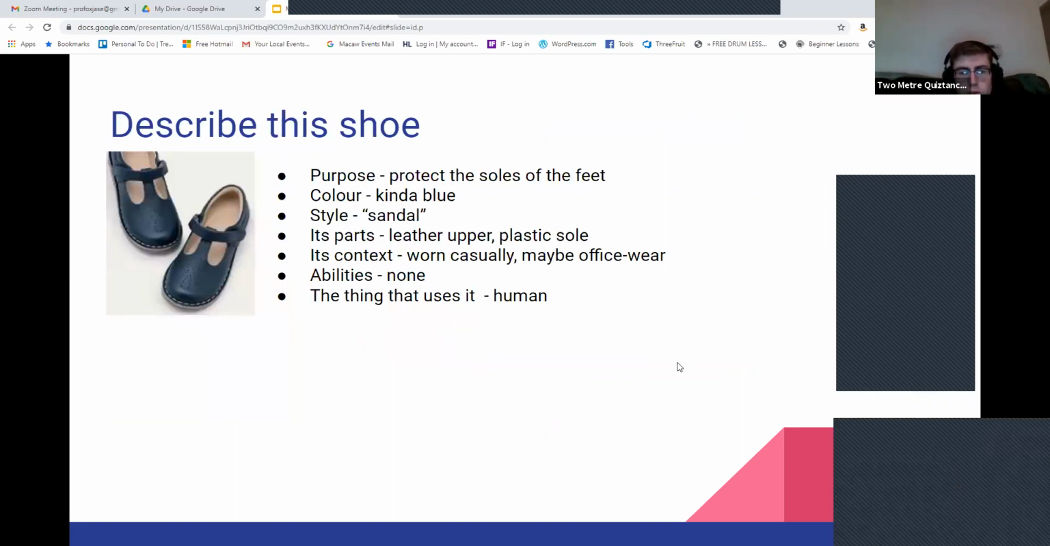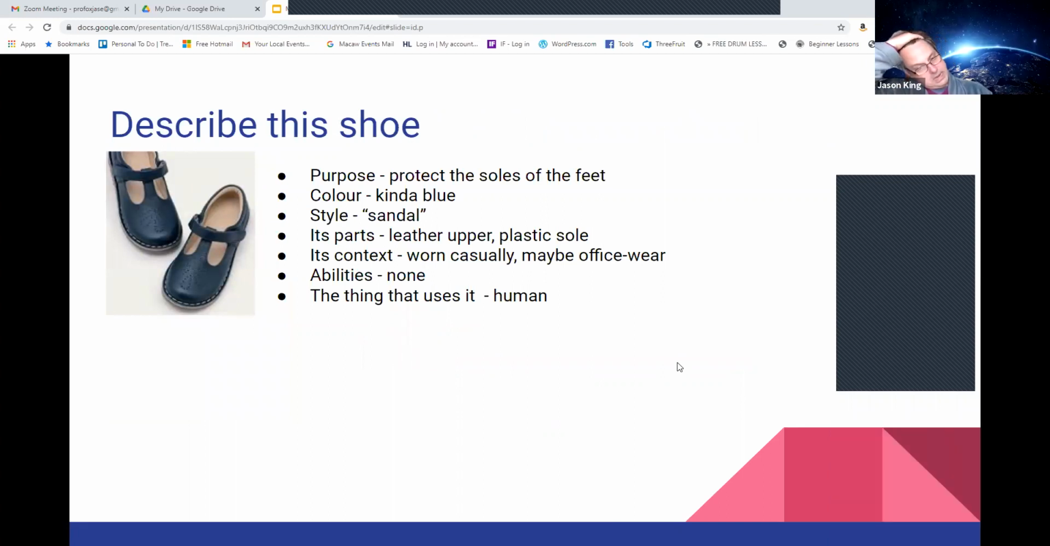Okay. Then number 3. Let's have a look at describing this shoe. So we know it protects the soles of the feet. We know it's kind of blue. We think it's a sandal, depending on who we are. It's got a leather upper and a plastic sole. Apparently, Adele said it's not a plastic sole. Context: it's usually worn casually. Maybe it's office wear. You probably wouldn't wear it in a boat. Neither would you go out doing a bog run through some mud. It doesn't really have any abilities, and it's the human being that uses it.